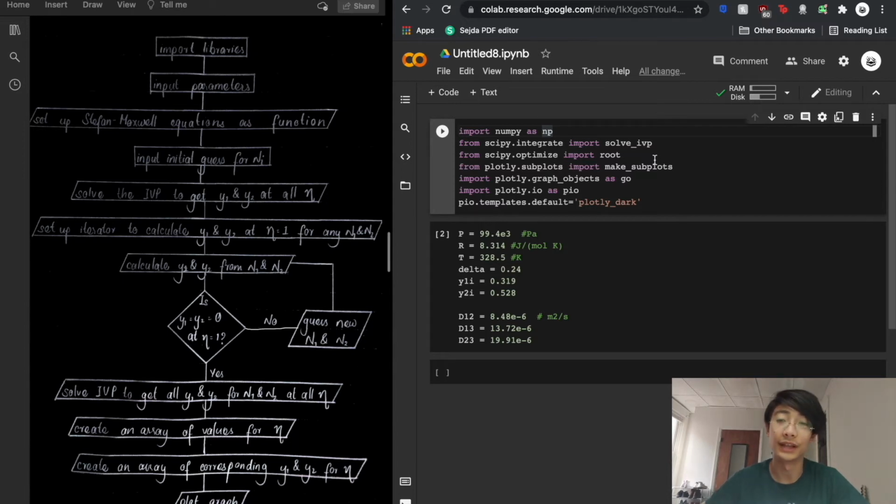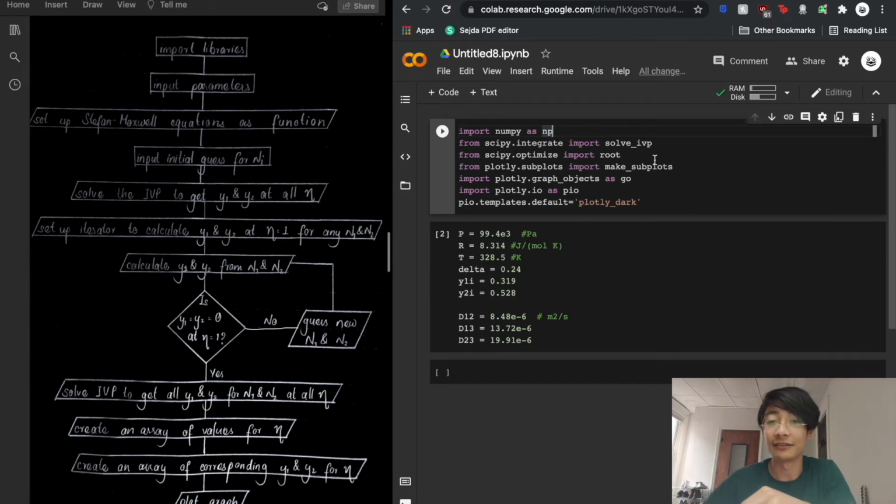Plotly.graph_objects also will help us plot out different graphs. In this case, we're going to be using a scatter plot, and this library is actually going to allow us to plot a scatter plot. After that, we imported plotly.io as PIO, and the reason we did that is in order to be able to change the appearance of the graph.